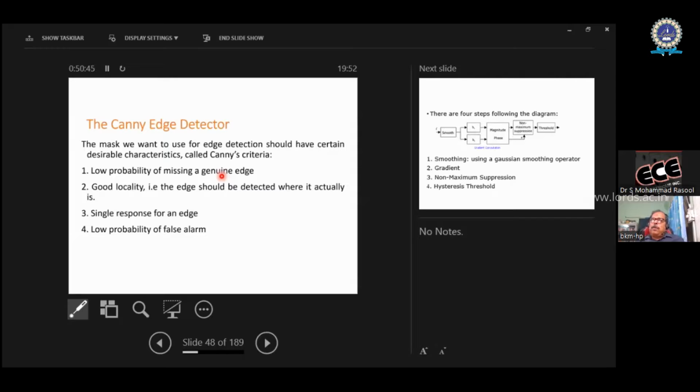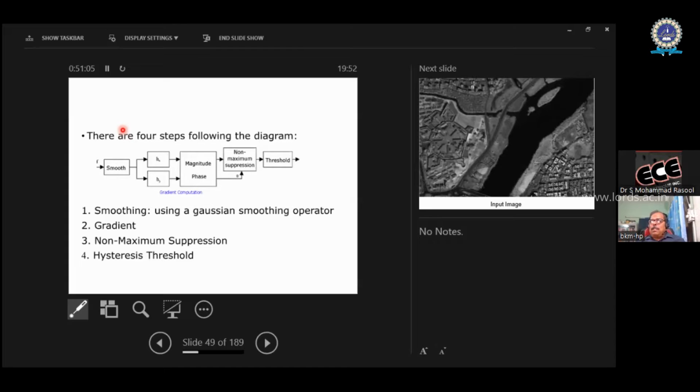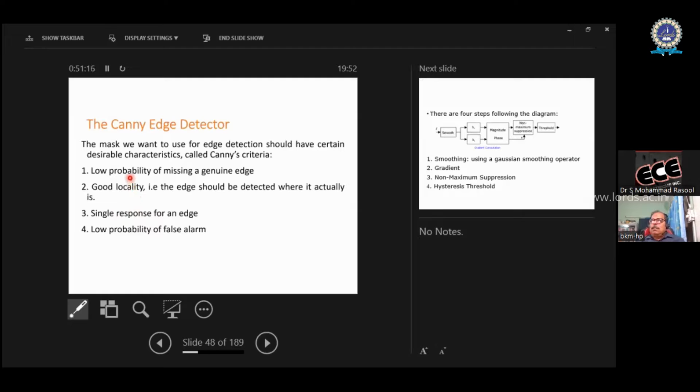So there are pure master's and doctoral level research-based operators which give you even better performance. John Francis Canny was a student at MIT, and he developed a solid theory-based detector of the boundaries. So what he said was, in his theoretical requirement, low probability of missing a genuine boundary.